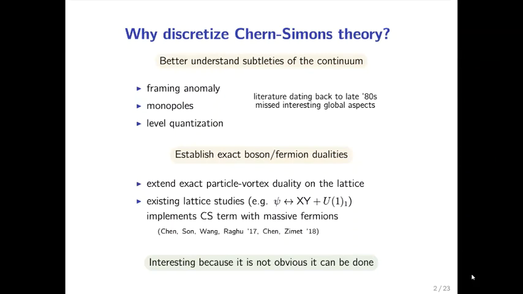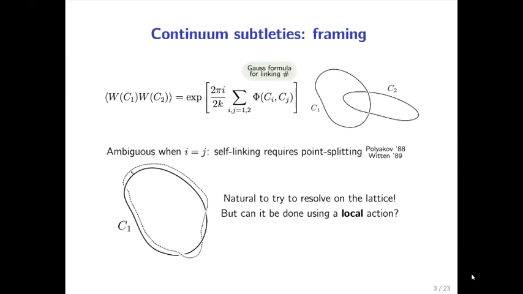But it's also an interesting problem because it's not obvious that Chern-Simons theory admits a lattice regularization, and I think there is even some lore that it cannot be done. So I'm just going to go through a few reasons why, at first glance, you might think that it can't be done or why it might be subtle.